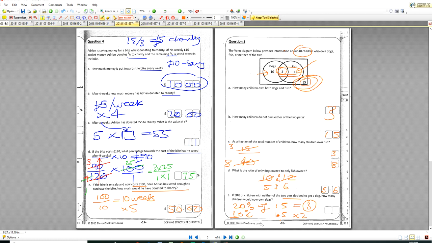Now it says there, how many people would now own a dog? So at the moment, the people who own a dog is 10 add 3. So we'll do the working out here, 10 add 3. And then we're going to have the extra 3 from the bottom. So that will give us an answer of 16. Okay.